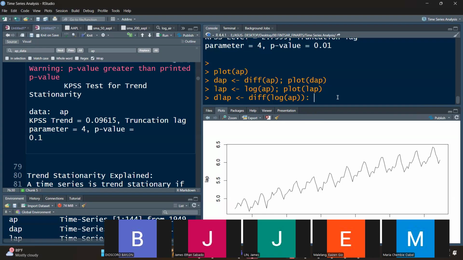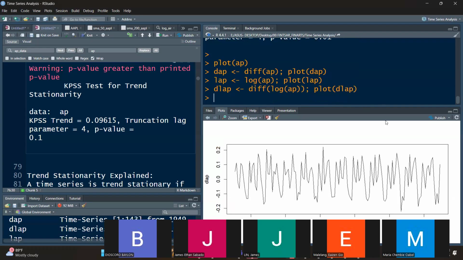And then if we plot this, let's plot the difference log AP. You can now see that we were able to address the non-constant mean and non-constant variance. We cannot do it in reverse. Log the AP, okay, AP. So here we're getting the difference first, difference of AP, and then get the log.